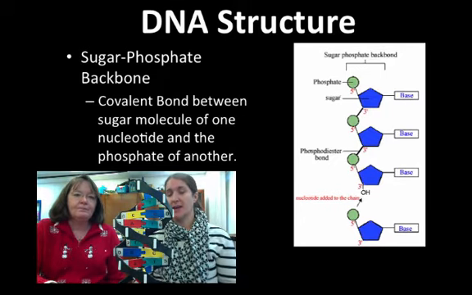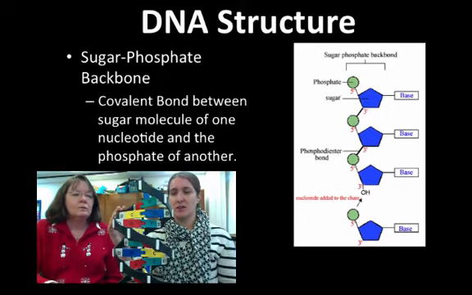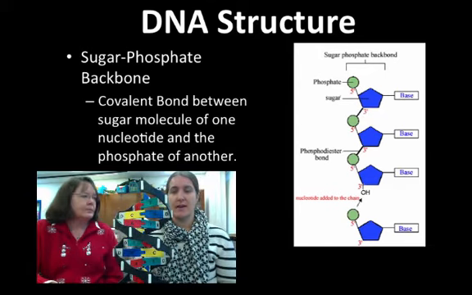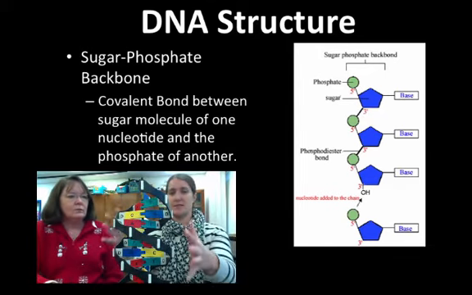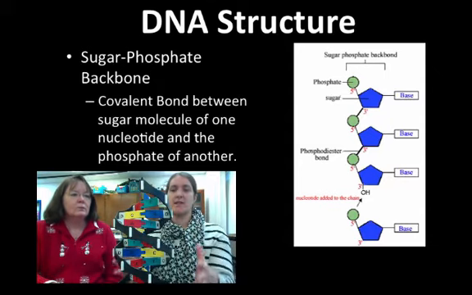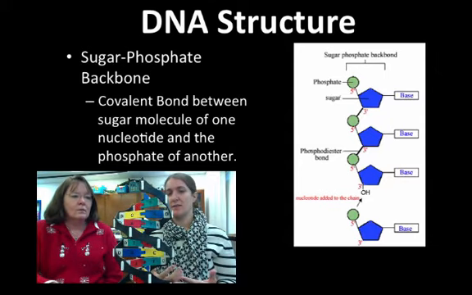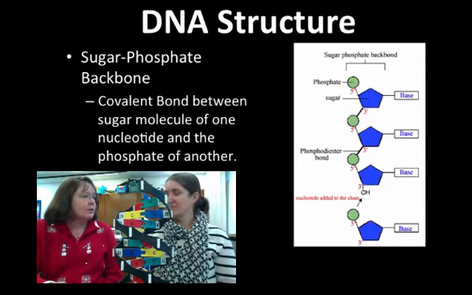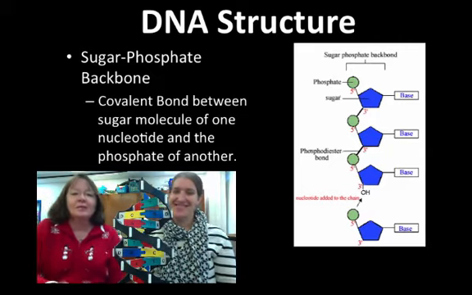Right. And the way to think about this sugar-phosphate backbone is like a twisted staircase, like that spiral staircase. The sugar-phosphate backbone is like the handrails, which you hang on to. Yeah. Holds everything together.